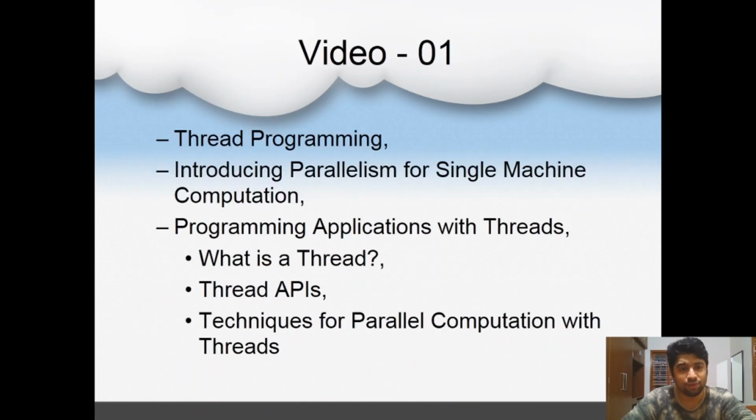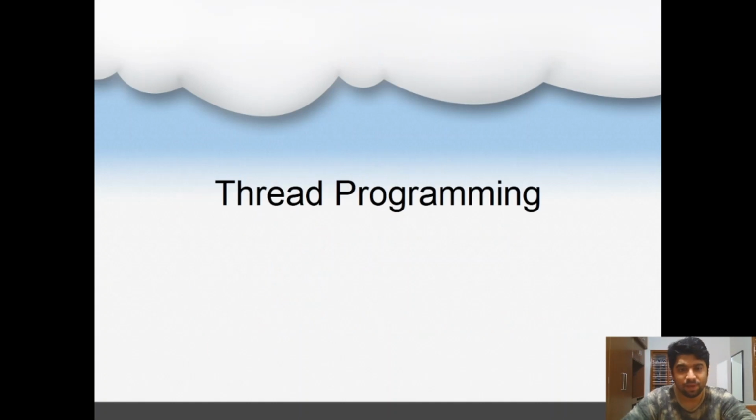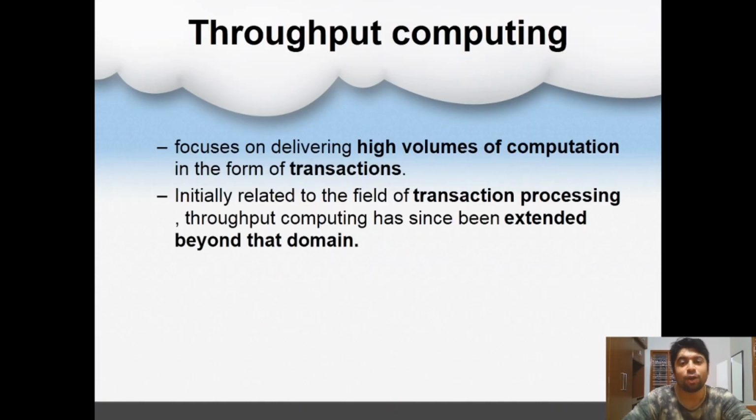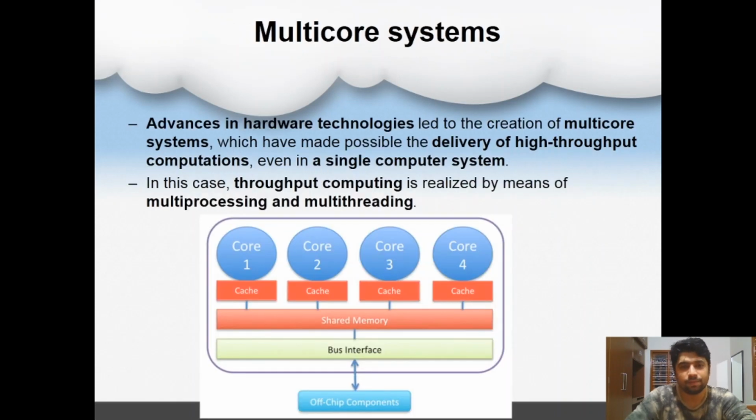So in this video, we are going to learn about thread programming, introducing parallelism for single-machine computation, programming applications with threads, what is a thread, thread APIs, and techniques for parallel computation with threads. Throughput computing focuses on delivering high volumes of computation in the form of transactions. So transaction is very important here. Initially related to the field of transaction processing, throughput computation has since been extended beyond that domain.